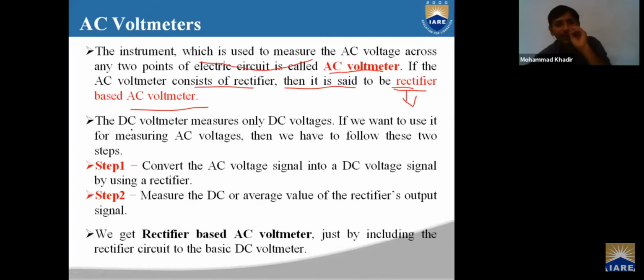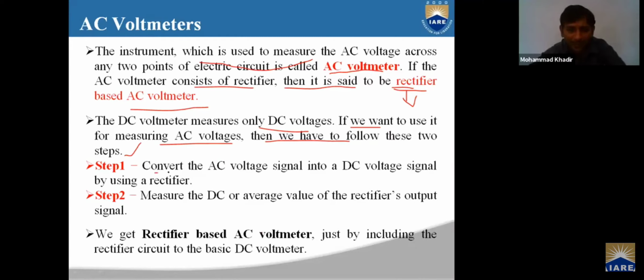Coming to here, the DC voltmeter measures only DC voltage. If you want to use it for measuring AC voltage, then we have to follow 2 steps. For a DC voltmeter, there is no need to convert anything. We directly connect it to the endpoints, apply the input supply, and measure the DC voltage. But the AC voltmeter should follow 2 steps.